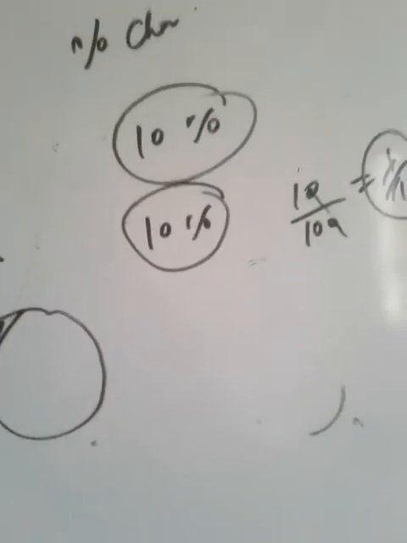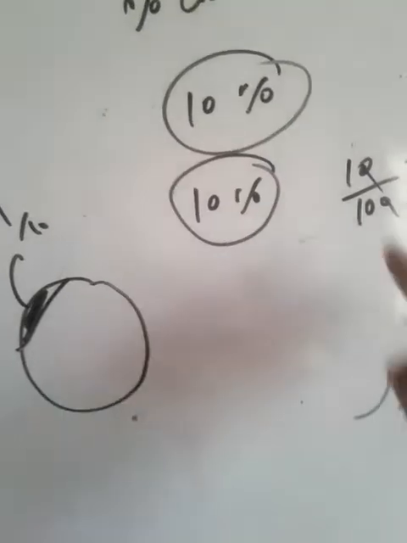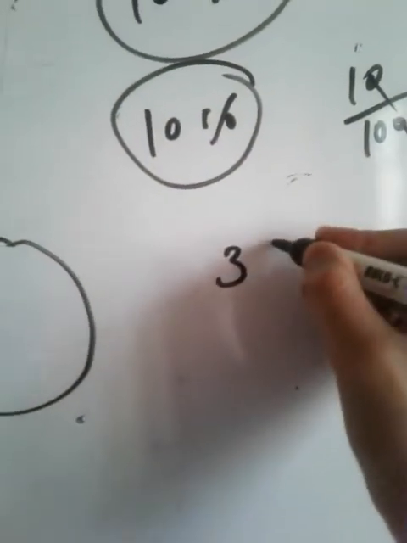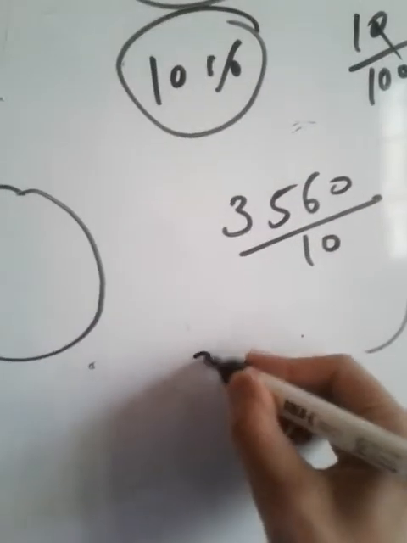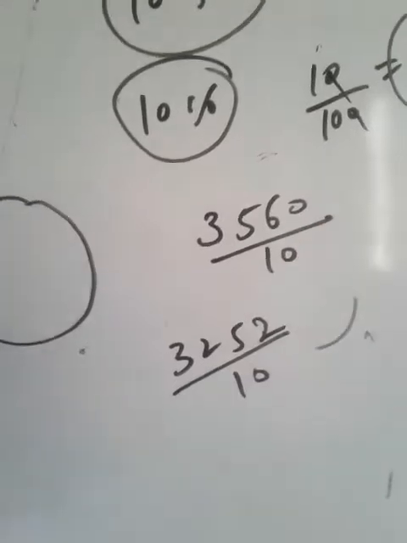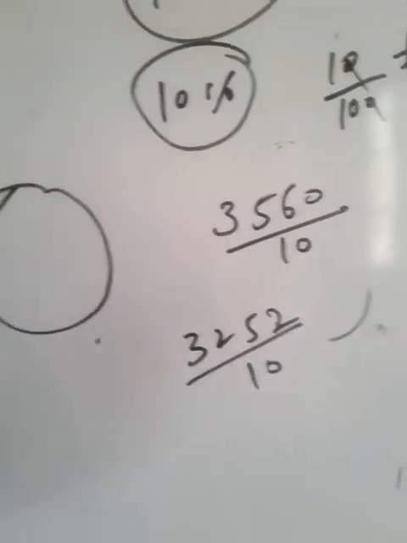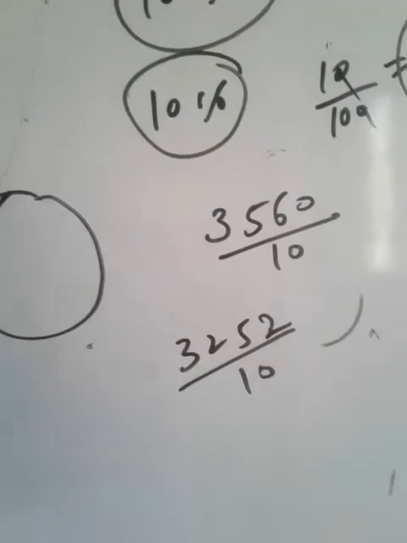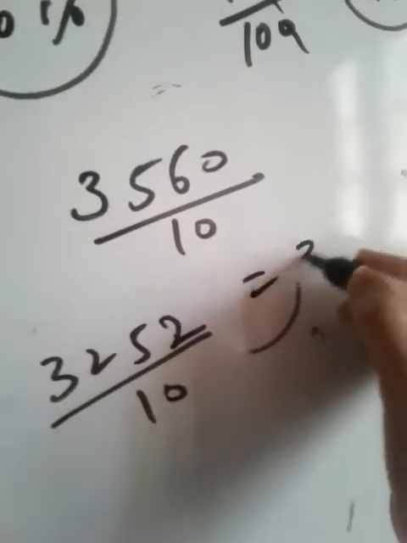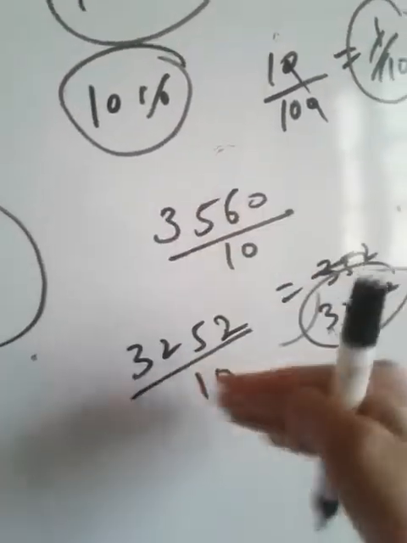So in order to find the 10% of any number, first of all you should know that 10% means 1/10. Suppose you divide 3560 by 10, or 3252 by 10. You are already aware that while dividing by multiples of 10, like 10, 100, 1000 etc., the number of zeros in the denominator tells you where to put the decimal mark in the numerator. Here the number of zeros is 1, so from the right side we take one digit. This is 325.2 when we divide it by 10.